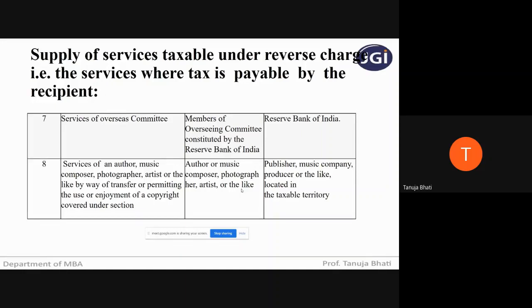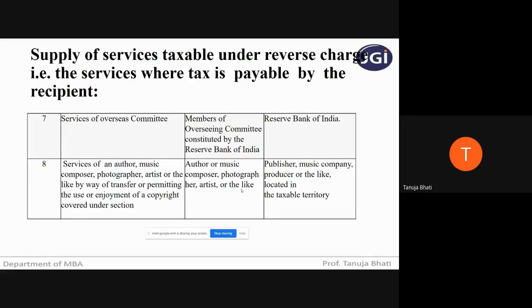Registration is a separate topic, as I mentioned, in module number 4. So that is why I am not clubbing it now. In forward charge, we will be seeing who are those persons who are required to take registration under GST and become taxable persons under forward charge. So is this clear, students? Yes, ma'am. Yes.